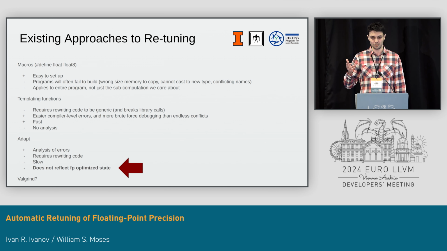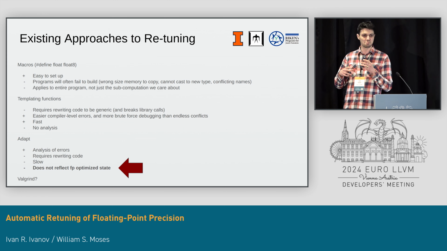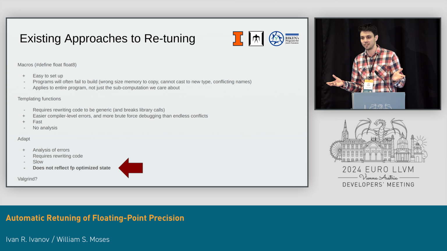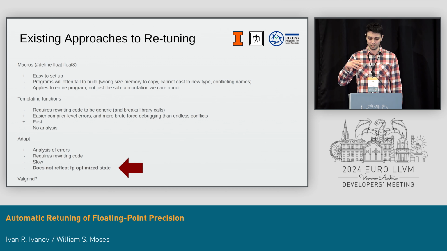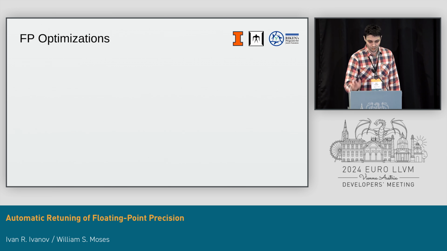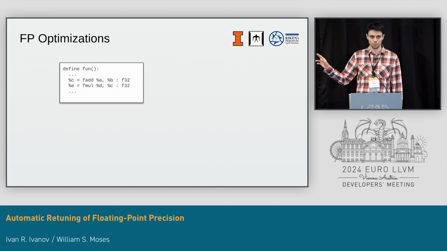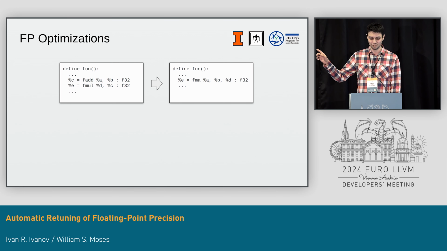For example, ones that replace floating point numbers with some struct which will represent the floating point number, but the compiler doesn't understand it, then the program that executes will not reflect the optimized state. Say you have a function which adds two numbers and then multiplies the result, or it was the opposite, I'm not sure. I hope it's the correct one. So that gets combined into an FMA if it gets optimized.